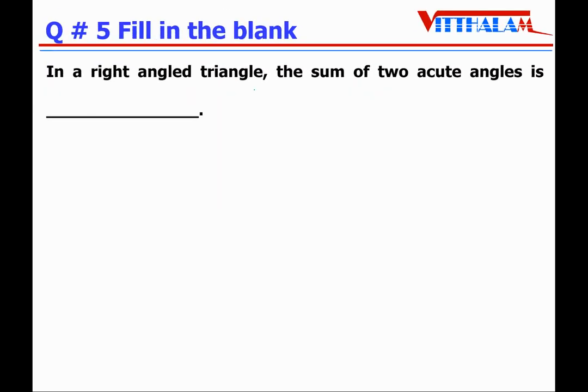in a right angle triangle, the sum of the two acute angles is 90 degrees. Because in a right angle triangle, one of the angles is 90. So the sum of the other two acute angles will be 180 minus 90, so it is 90 degrees. Next.